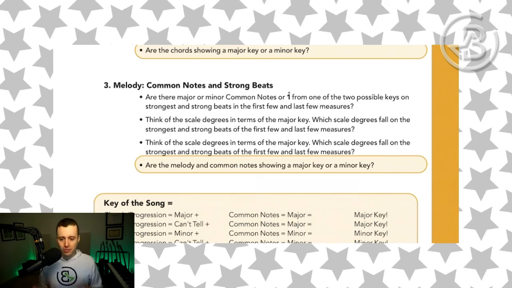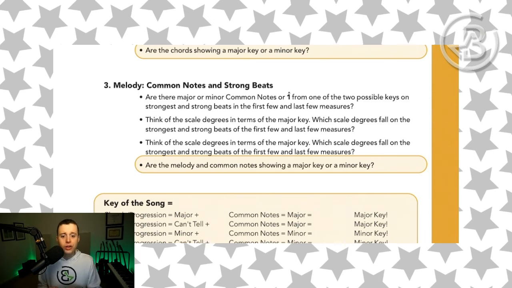Then, step number three, you look at the melody, common notes, and the strong beats. So ask yourself, are there major or minor common notes or scale degree one from one of the two possible keys on the strongest and strong beats in the first few measures? Now remember, this is not a make or break. This is not a 100% foolproof thing, but look for it first.